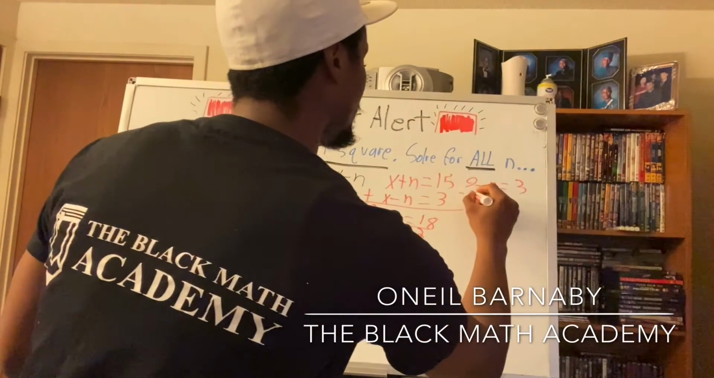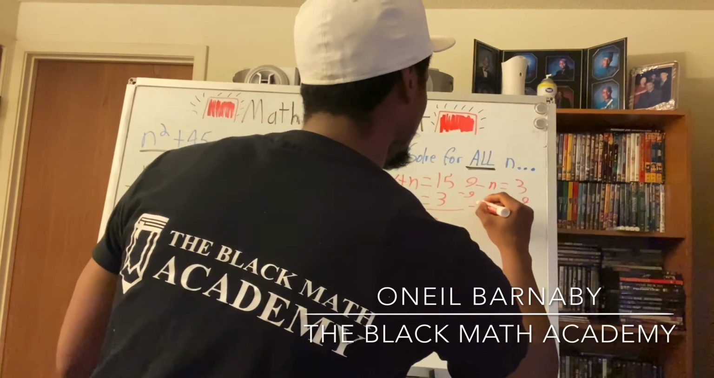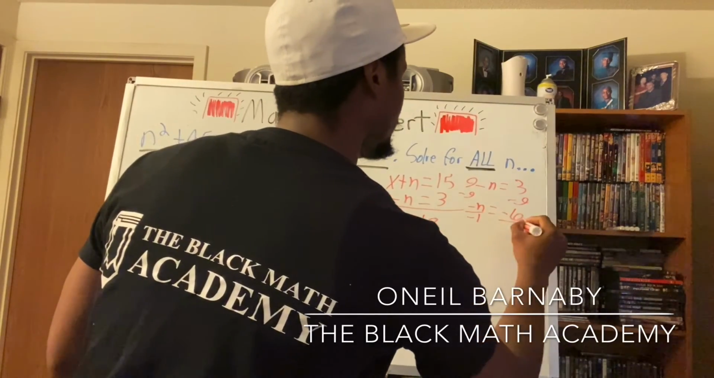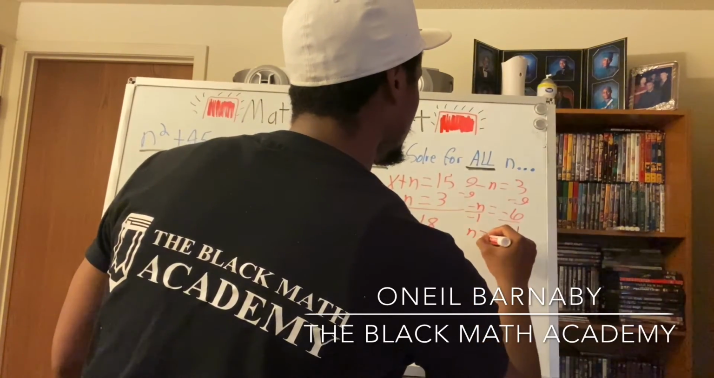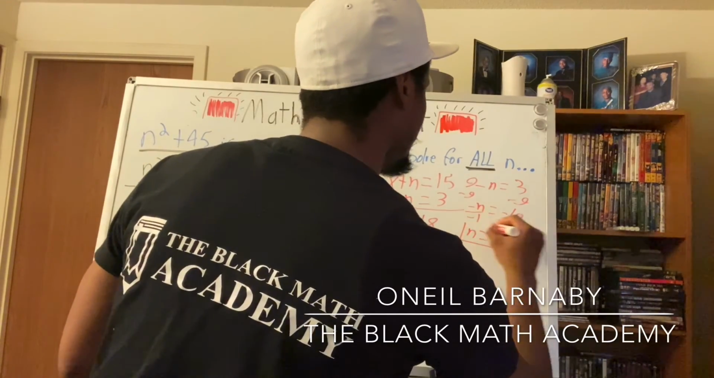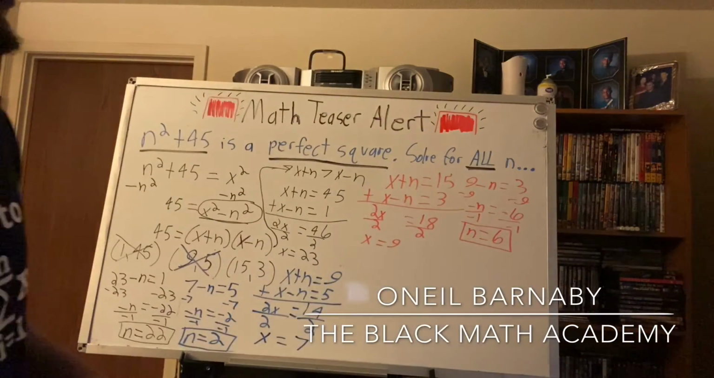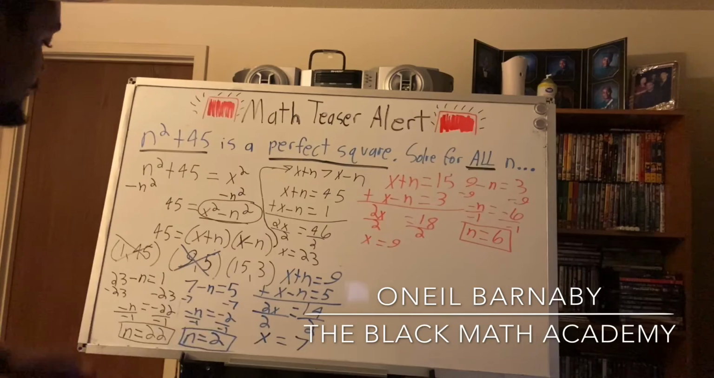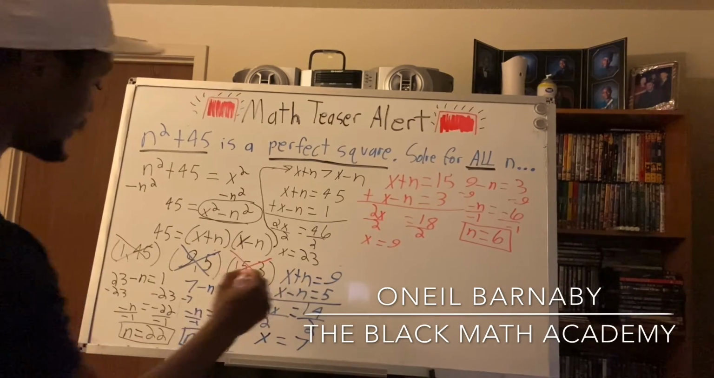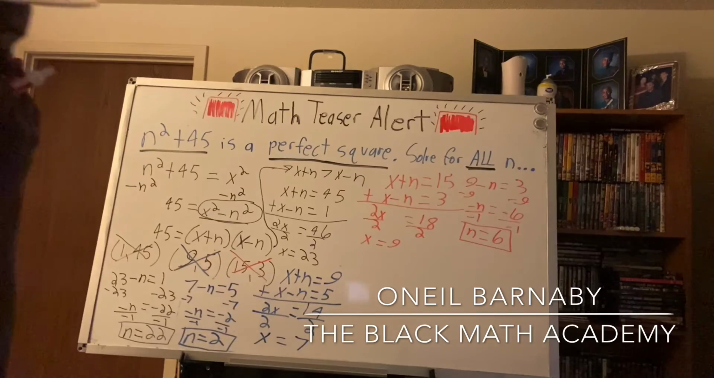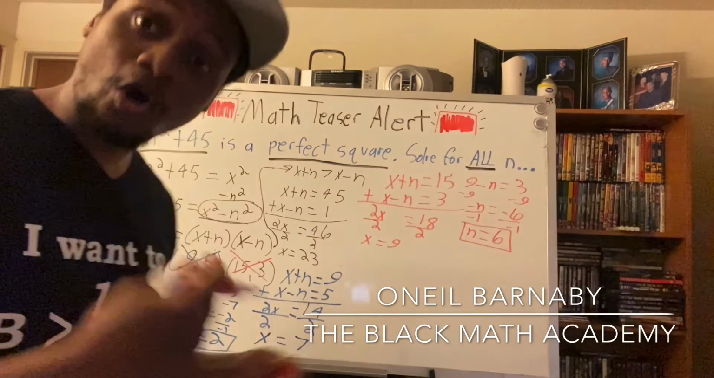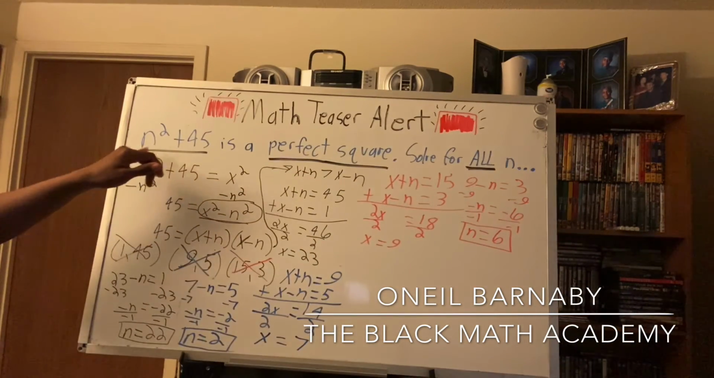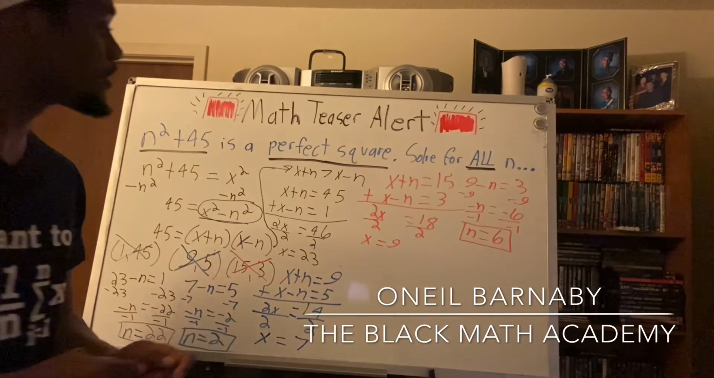All right, and then you subtract 9 from both sides. You get negative n equals negative 6. Divide both sides by a negative 1. You get n equals 6. And that's our third value for n, so solving for all n. And since we've exhausted all of our options for the factors for 45, this is all of it here, 1 and 45, 9 and 5, 15 and 3. We've successfully found all values of n that satisfy this criteria, that n squared plus 45 is a perfect square.